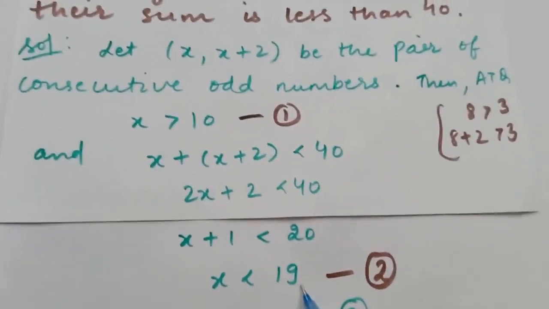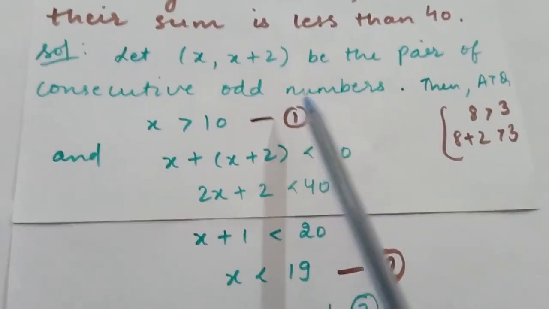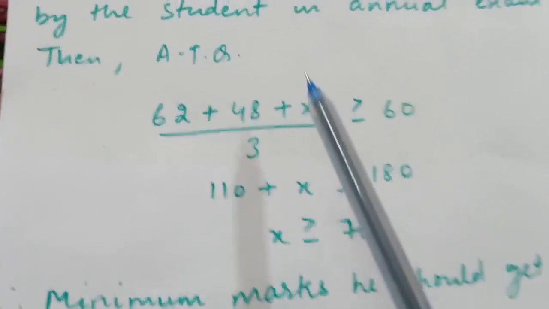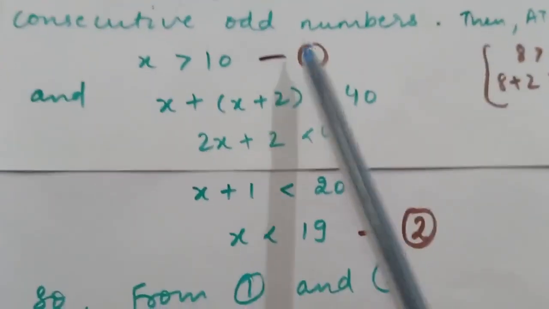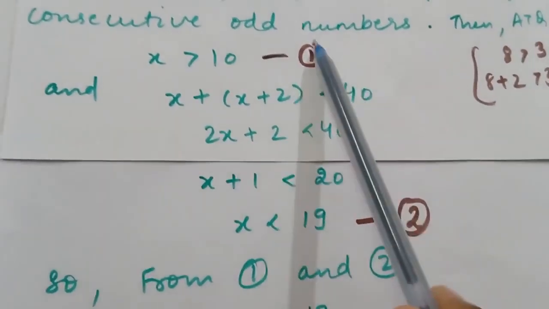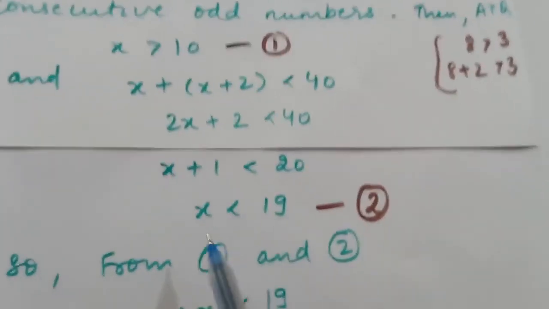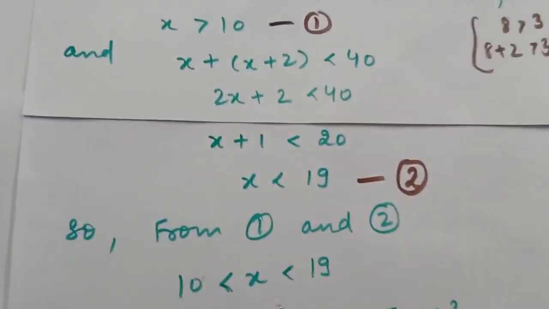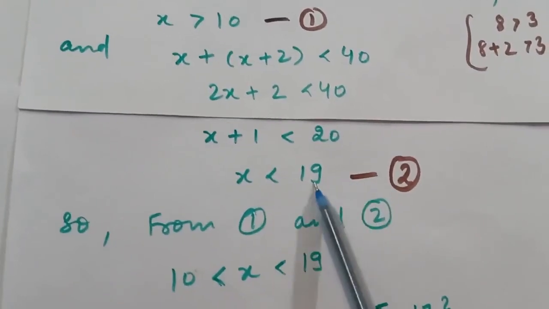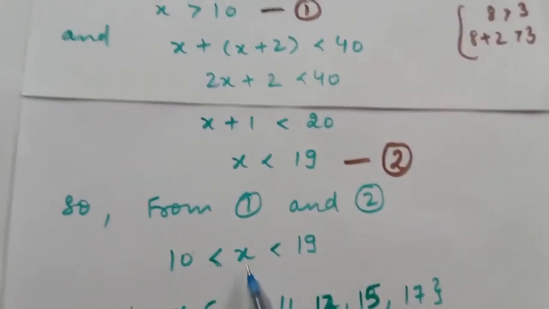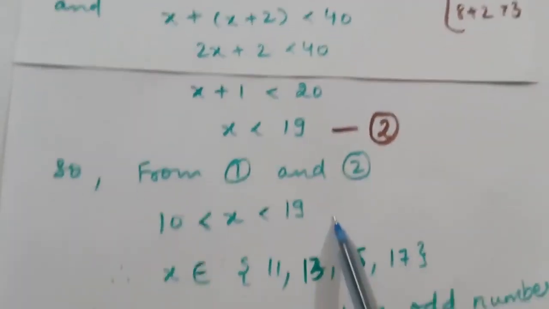Now we got the two results according to the question. One is this, second is this. See, in the above question, we got only one inequality, right? But here we got two inequalities. So we will find the result using both the inequalities. From 1 and 2, you can see that x is greater than 10 and x is less than 19, right? So x is an odd number which is greater than 10 and less than 19.